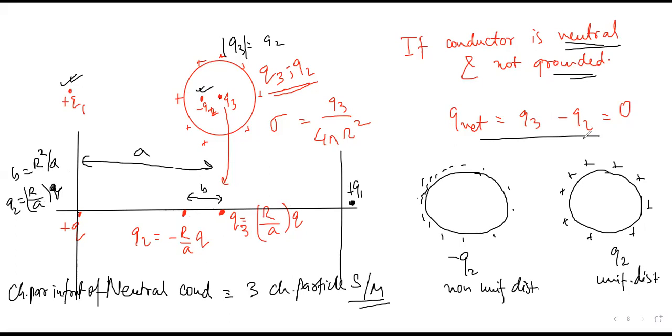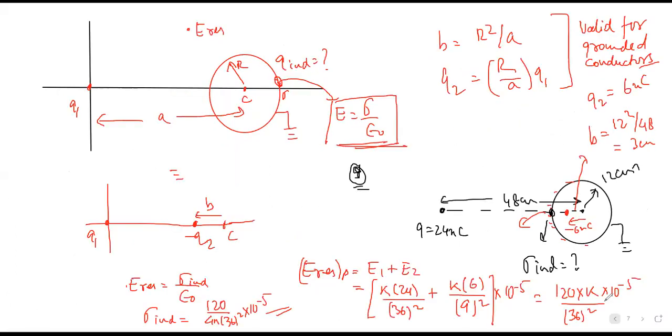So at your level, you just need to remember these 2 rules. If there is a grounded conductor, I'll replace it by a minus Q charge. If there is a neutral conductor, I will replace it by 2 charges. What 2 charges? Minus Q and plus Q.